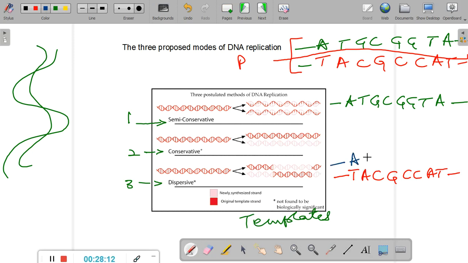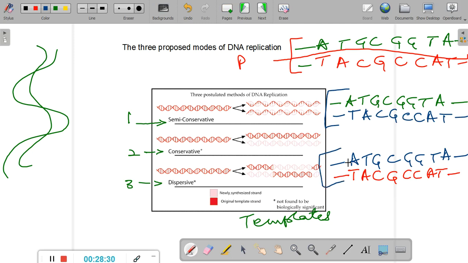We get A, T, G, C, G, G, T, A. So one of the strands is developed here and the other strand will be A, T, T, A, G, C, C, G, G, C, C, A, and we have a T. And so these are two new daughter strands. And you see both the strands are actually nothing more than a copy of the original parent strand.